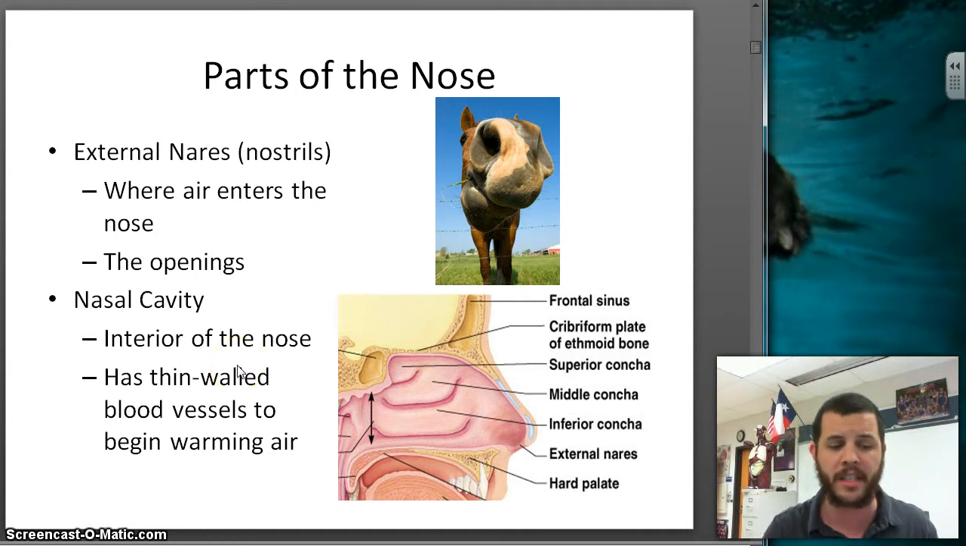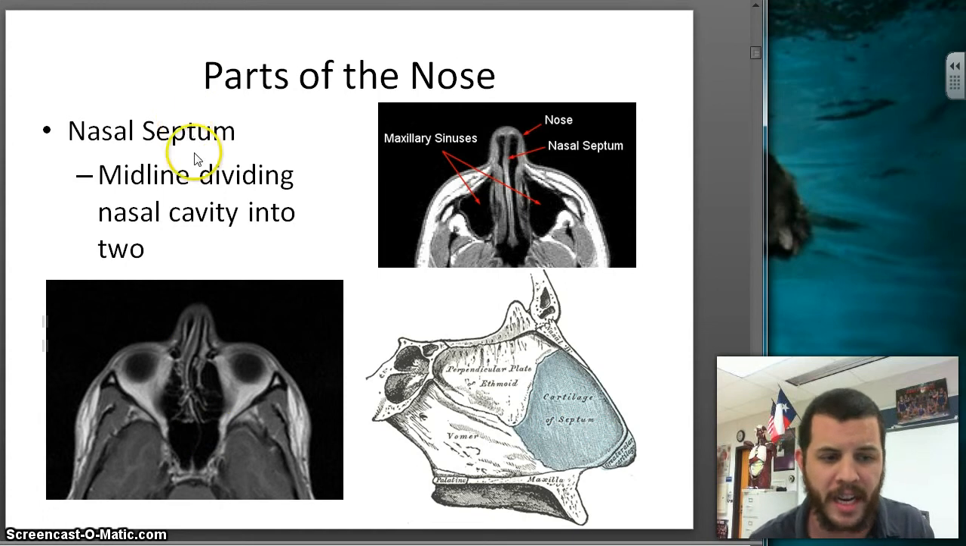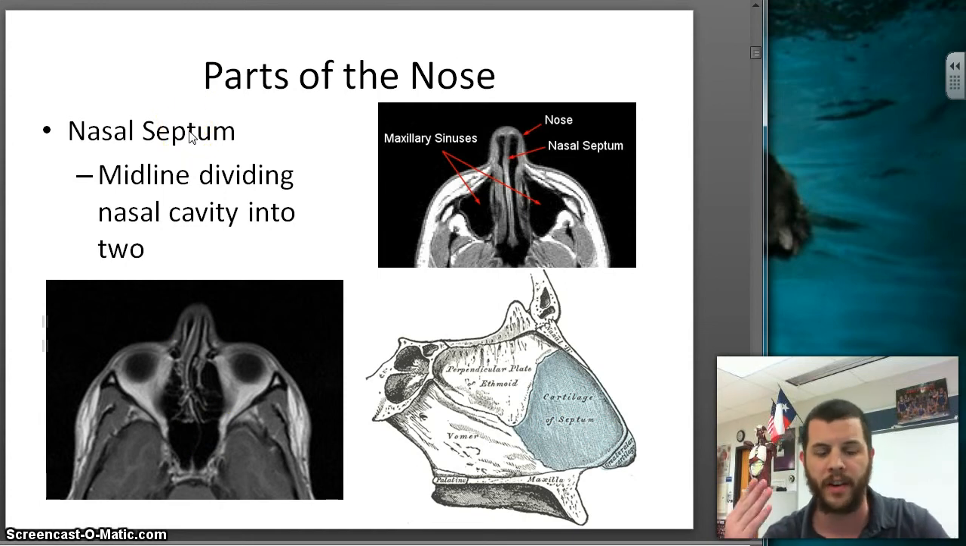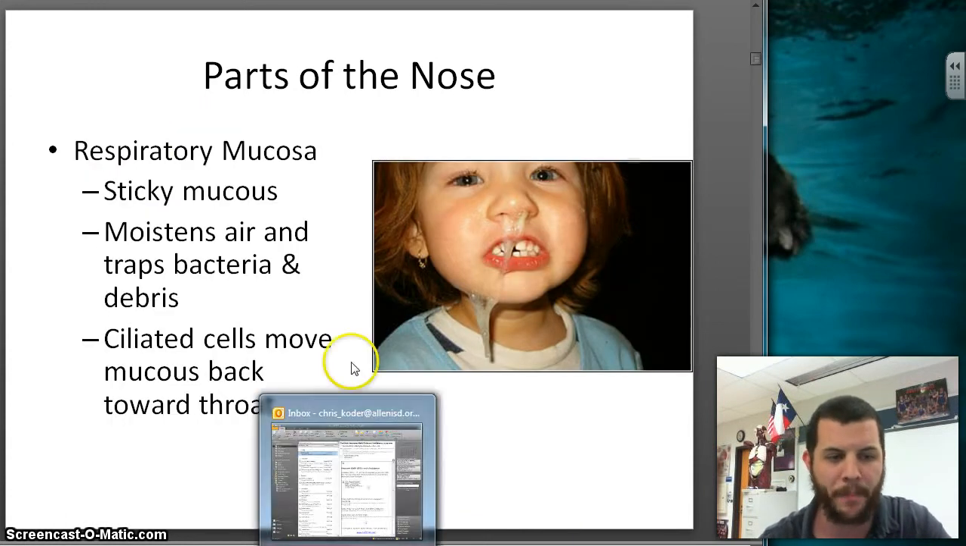In this area, you're going to have these thin-walled blood vessels, which will start to warm the air. As the blood passes by these thin-walled blood vessels, it's going to release some heat, and it's going to cause that air to become warm. We also have a nasal septum, which is the midline which divides your nose into two halves. This is why when you pick your nose, you can't just pick it and then go up and then down through the other nostril. There's a nasal septum there that prevents that from happening.